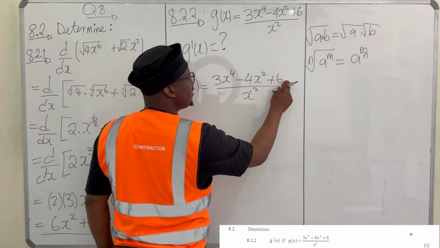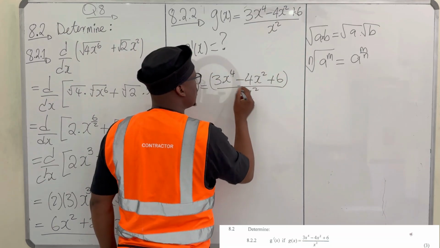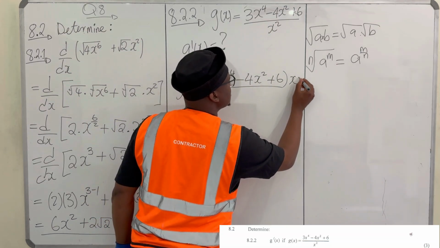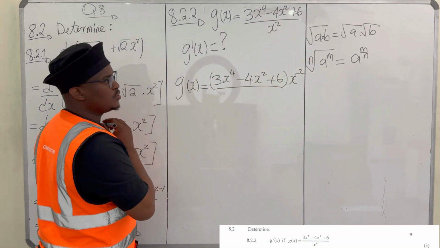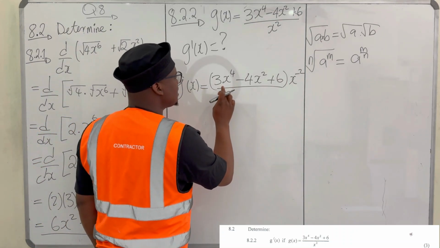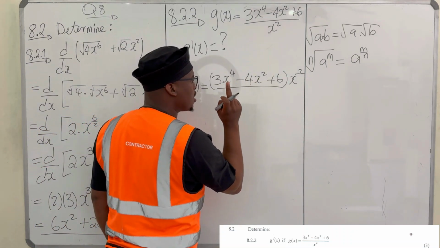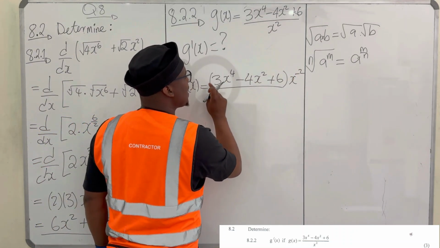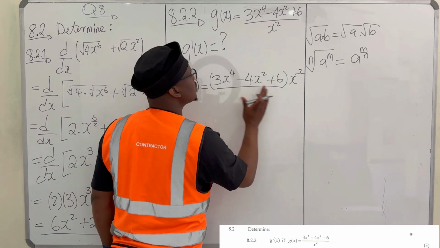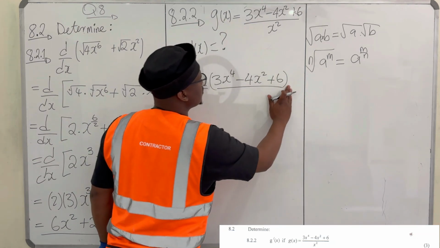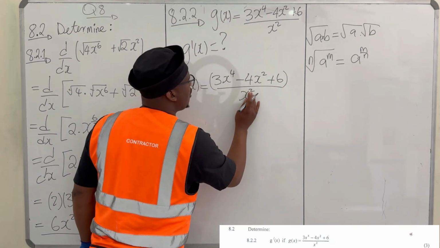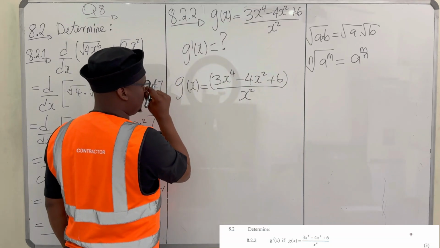Or you can take it up here and multiply with x raised minus 2. That's what you can do. You can allow x squared to divide each one of them, or take it up there so that it multiplies everything up here. That's what you can try to do. But I'm not going to do that. I'll allow x squared to divide each one of them.